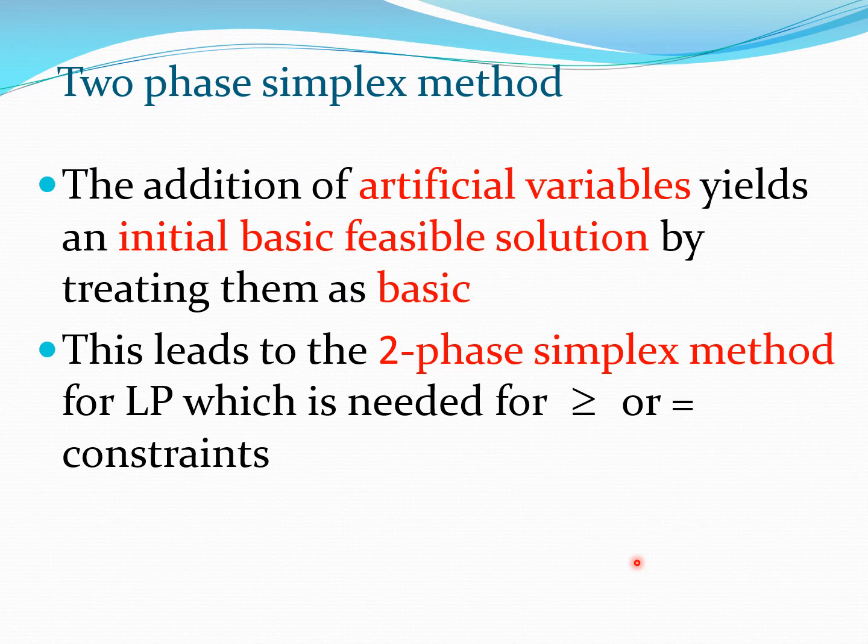So when we add these AVs to the problem, you get a starting basic feasible solution by treating these variables as basic. And this leads to the two-phase simplex method for LP, which is needed whenever you have greater than or equal to or equal to constraints.